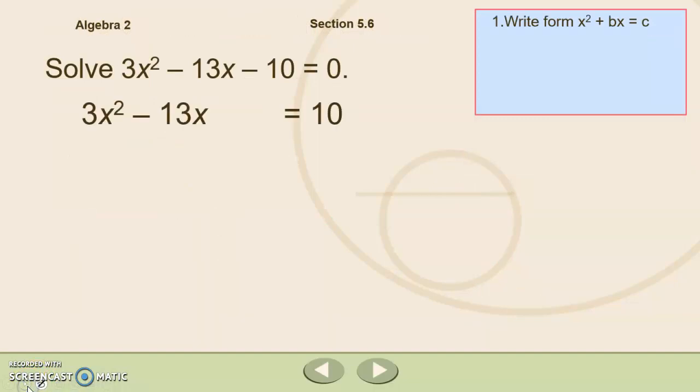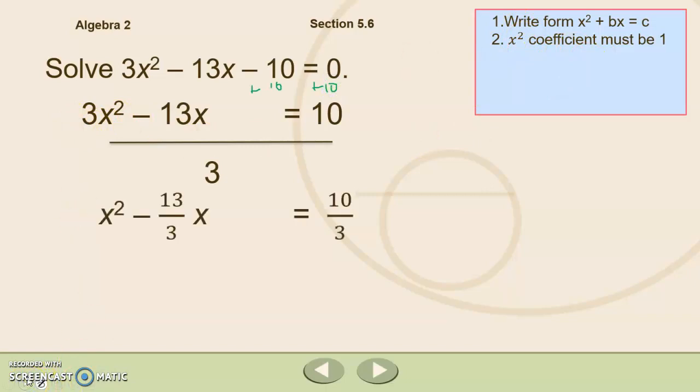All right, let's try another one. Step by step here. First, let's write the form x squared plus bx equals c. I've got to get my constant on the other side, so we're going to add 10 to both sides. My x squared coefficient must be 1, so I've got to divide everything by 3, which leaves me with x squared minus 13 over 3x equals 10 over 3.